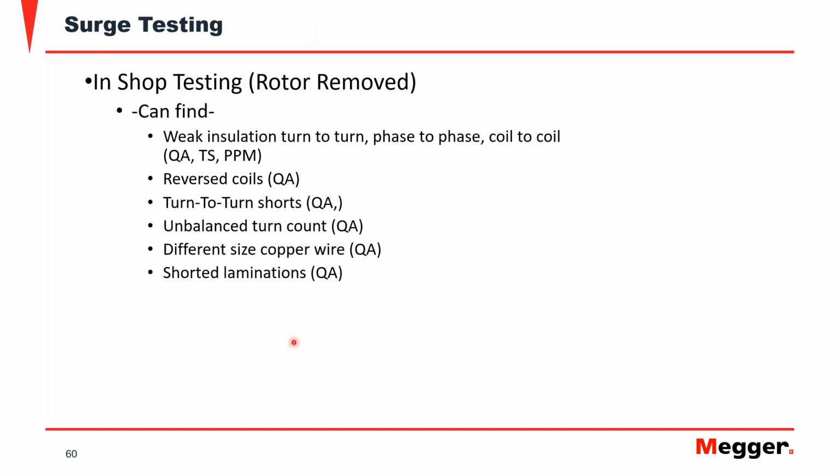In the shop, when we are testing, remember to remove the rotor. Now here we can find a weak insulation, we can find reversed coils, we can find turn to turn shorts, unbalance, anything that affects the inductance of the winding, we can find with this test.